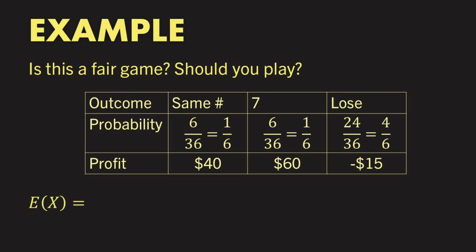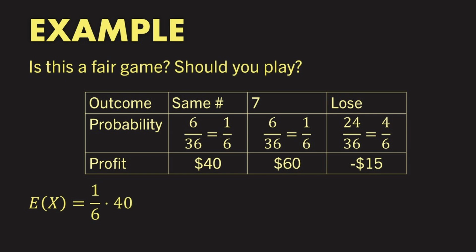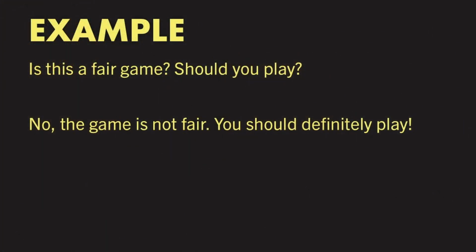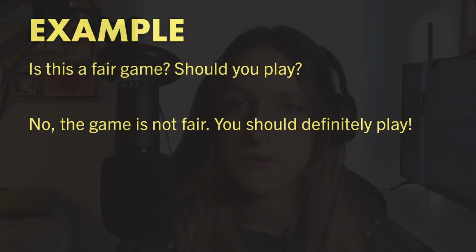To calculate the expected value, or the mean, we are going to do the probability for the same number, which is 6 over 36, or 1 over 6 to make it more simple, times 40, plus 1 over 6 times 60, minus 24 over 36, which is the same as 4 over 6 times 15. If you add those up, you end up with 6.67 positive. Meaning that if you play this game, you can expect ending up with positive $6. Meaning that this game is not fair. But it's not fair for Tony. It would be very beneficial for you, so you should definitely play it.